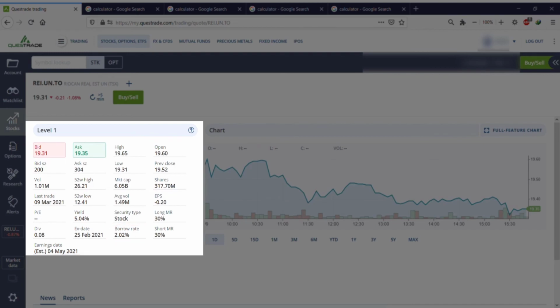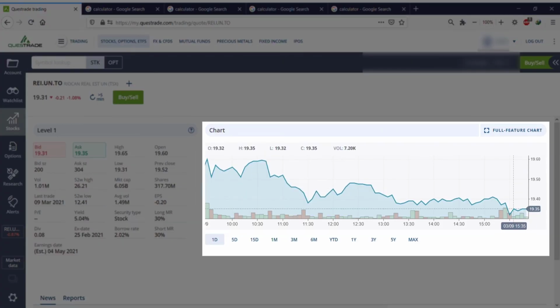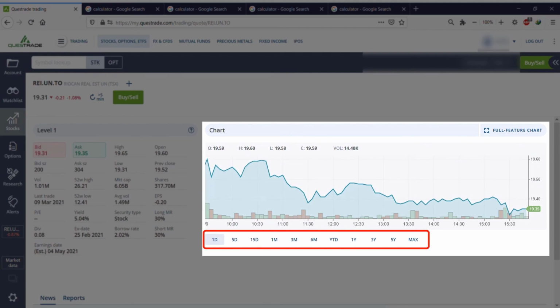Okay, so again, like the stocks app on iPhone, in the chart, the lower horizontal axis shows the time. So 1 day, 5 days, 15 days, 1 month, 3 months, 6 months. Year to date, YTD, means from the beginning of the year till now. 1 year, 3 years, 5 years, and max. Okay, so that's how you can see.